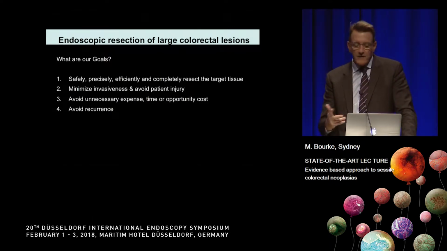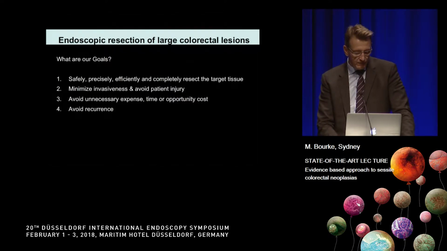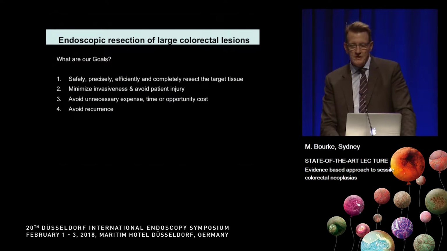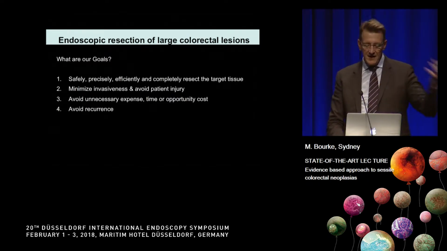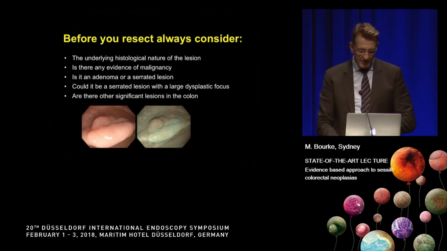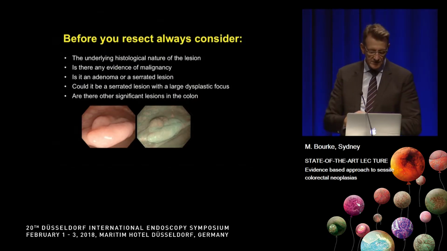What are our goals when we're confronted with a laterally spreading or large sessile lesion? We want to safely, precisely, efficiently, and completely resect the target tissue, minimise invasiveness and avoid patient injury, avoid recurrence, and in particular, I think we have to optimise the therapy to the pathology. We can't over-treat, nor should we under-treat, and we have to consider things such as expense, time, and opportunity cost. How much time is lost doing unnecessary, expensive procedures when we can already handle the procedure another way?